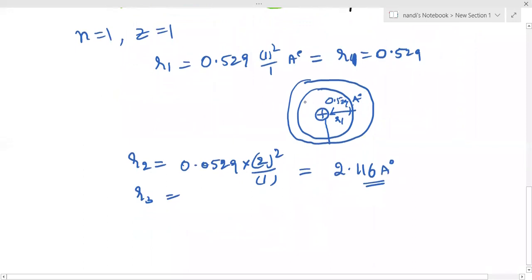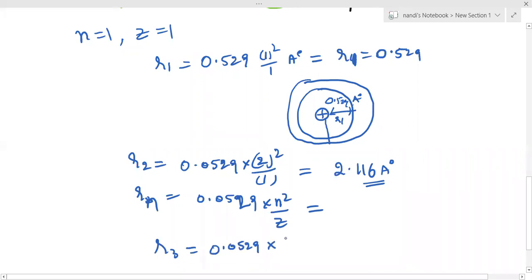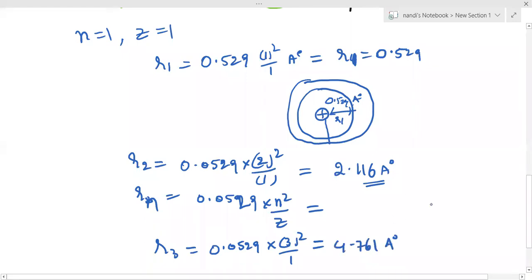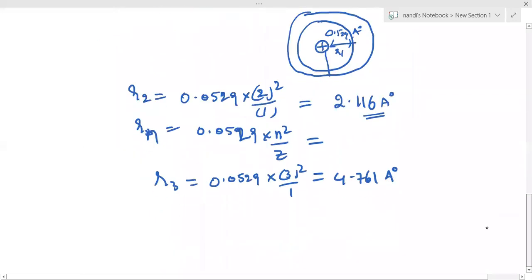I substitute everything in the above formula. Write the formula, then substitute. 0.0529 into n square by Z. Substitute, I am asking R3, sir. n equals 3. 0.0529 into 3 square by 1. Approximately 4.761 angstroms. So now you can practice.